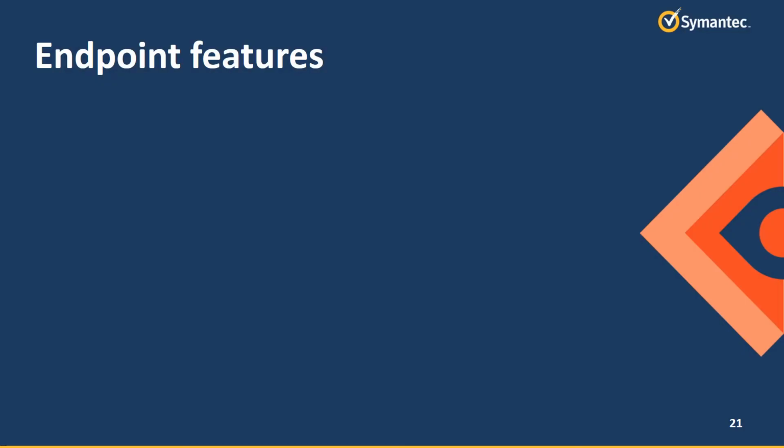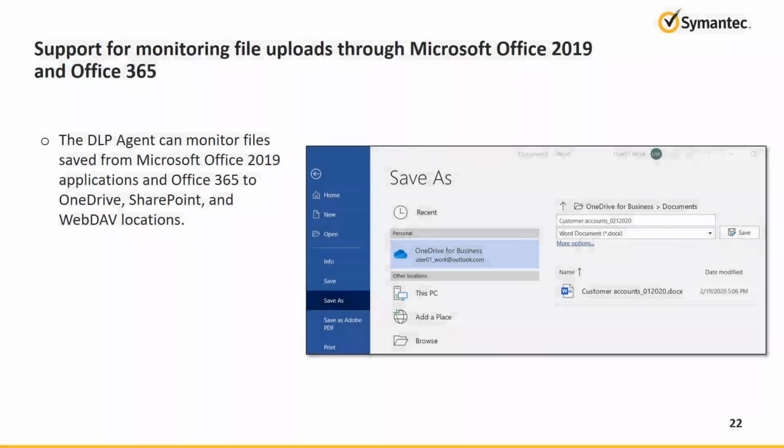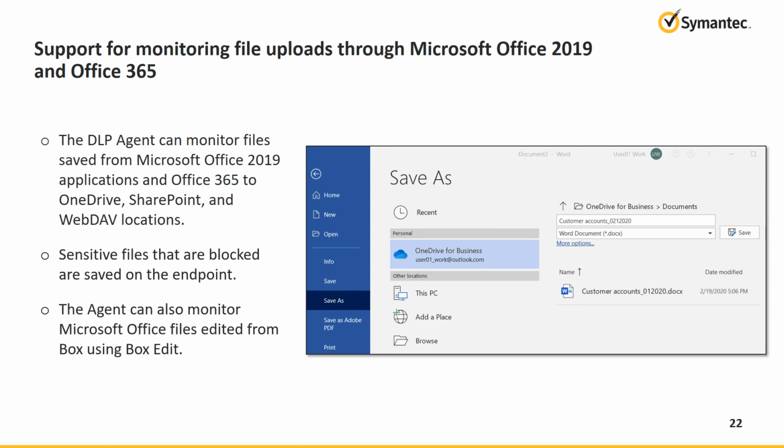In this topic, we discuss new endpoint features in Symantec DLP 15.7. The DLP Agent can monitor files saved from Microsoft Office 2019 applications and Office 365 to OneDrive, SharePoint, and WebDAV locations. Sensitive files that are blocked are saved on the endpoint. The DLP Agent can also monitor Microsoft Office files edited from Box using Box Edit.